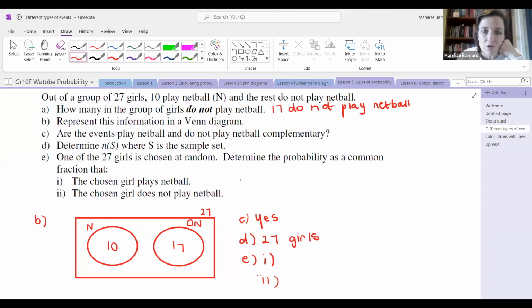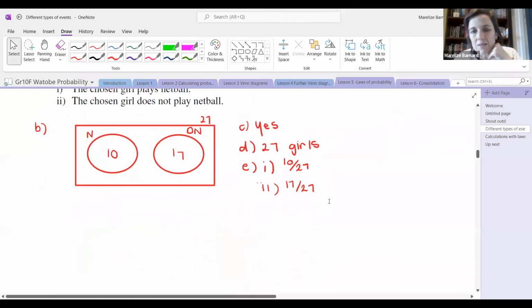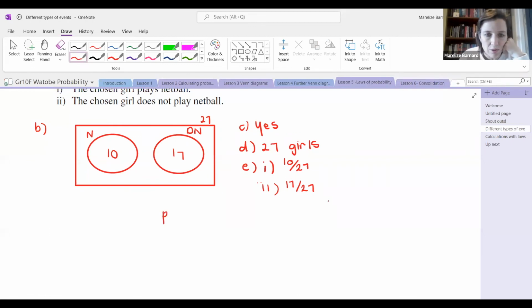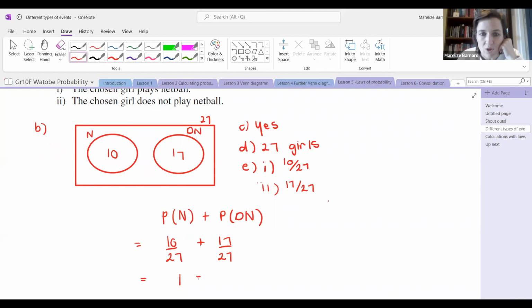So the chosen girl plays netball, that's 10 out of 27. And then the chosen girl does not play netball, that is 17 out of 27. Now let's look, guys. The probability of playing netball plus the probability of not playing netball, what does that add up to? I have 10 over 27 plus 17 over 27. What does that give me? It gives me a nice big 1, which is also 100%. All the same thing.